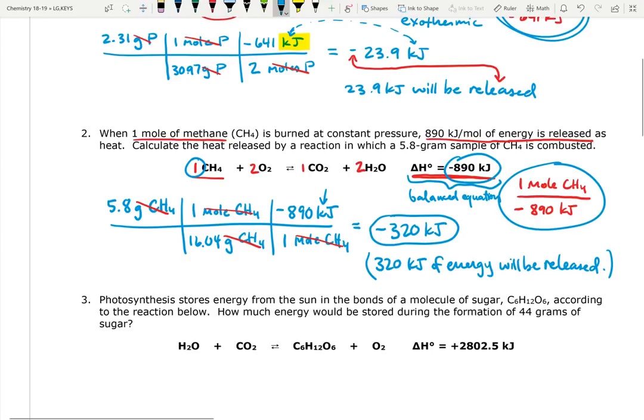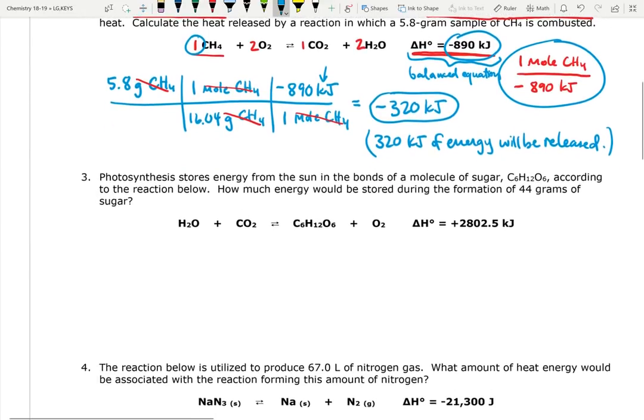Let's look at a reaction that takes energy in, a reaction that requires energy. So we can talk a little bit about how that looks in an equation where, instead of releasing energy, energy is going to be required. Okay? Let's take a look at number 3.